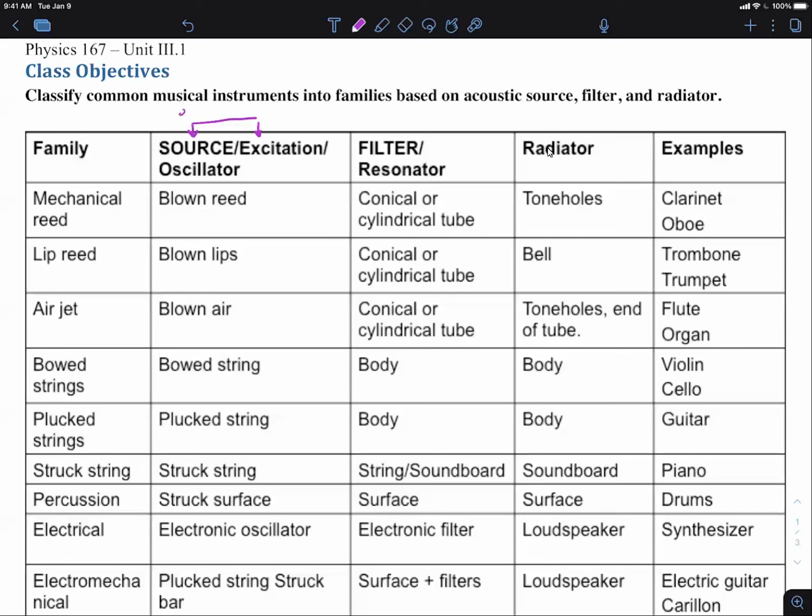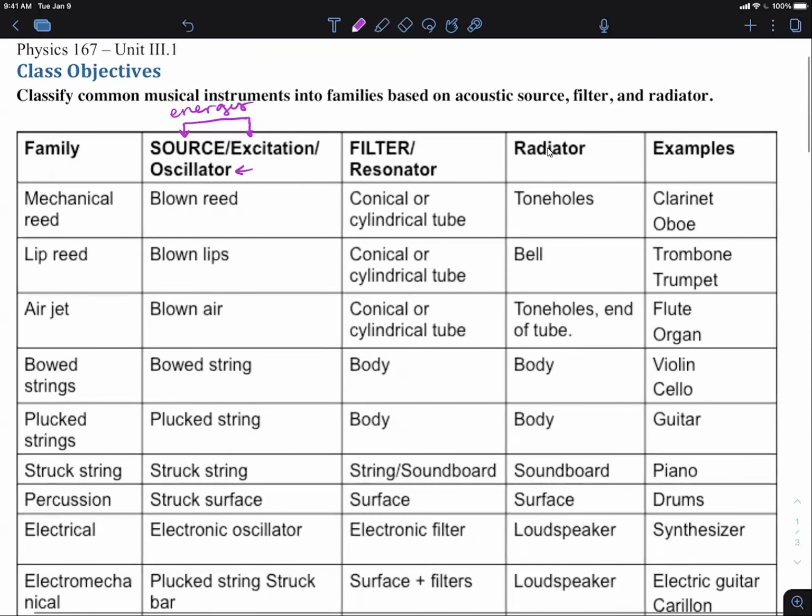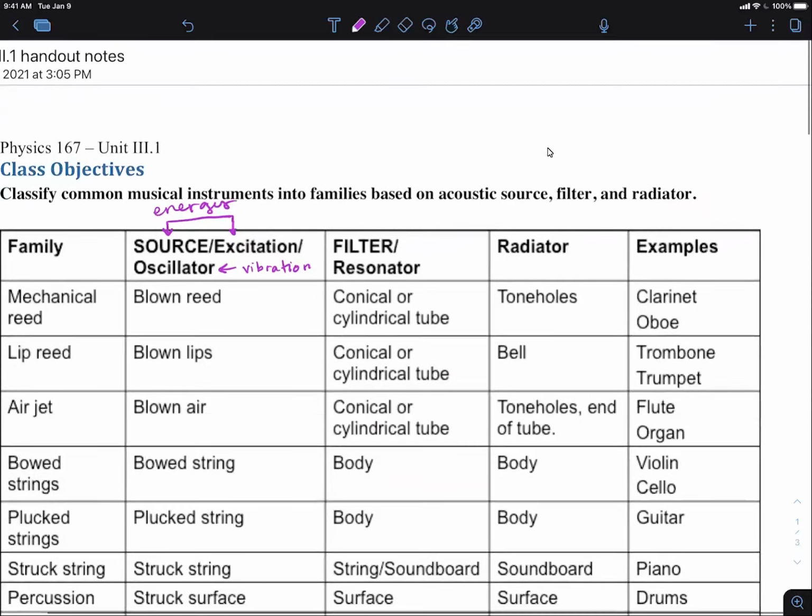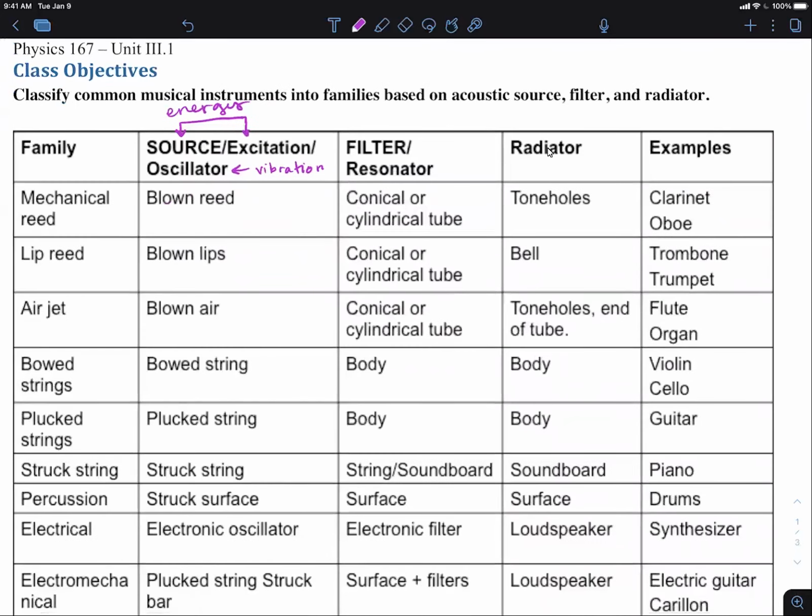we mean what is the energy, what kind of energy is there, and by the oscillator, we mean what is setting up the vibration. So for the voice that we already studied, the energy would be supplied by the air coming up from the lungs, and then the oscillator would be the vocal folds. Then there is a filter that shapes the spectrum.